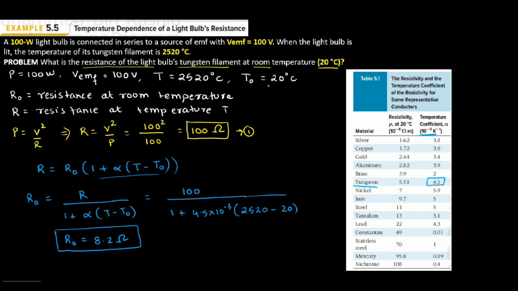So whenever they ask you to calculate resistance between two temperature values, this is the equation that you have to use. And it's a very simple equation. You just need to remember what each term represents. R naught is the resistance at room temperature and T naught is the room temperature. R is the resistance at any higher temperature other than the room temperature and T is that temperature.